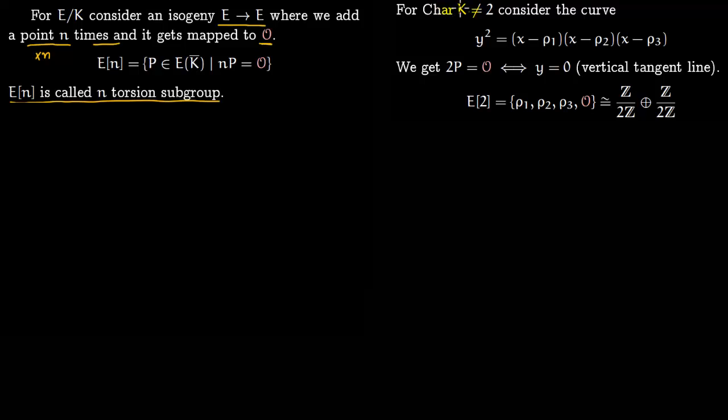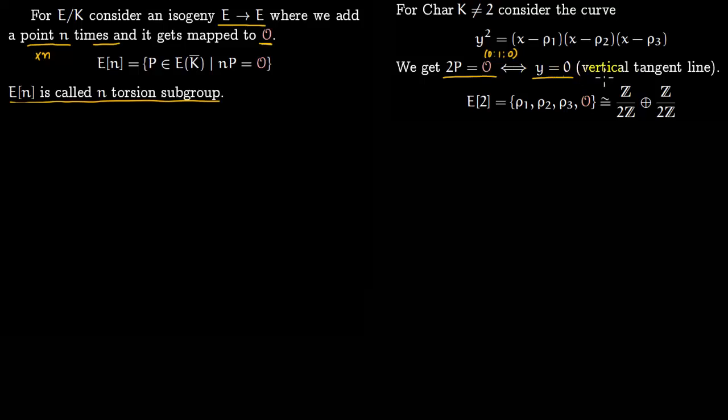For the characteristic of the underlying field not equal to 2, you can consider this curve. So this is an elliptic curve. Now we want to find the points 2P, that is, you add the point to itself and you land in the special point. So you get 2P equals 0 if and only if y is equal to 0. This special point is essentially (0, 1, 0). This was shown in the lecture where we talked about the group law.